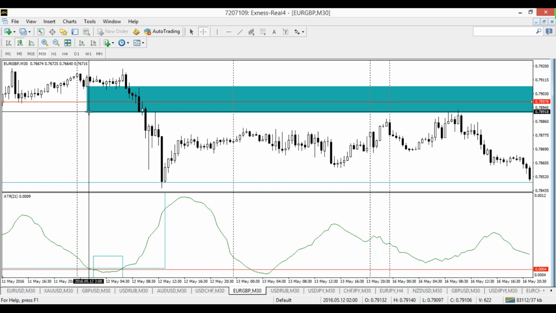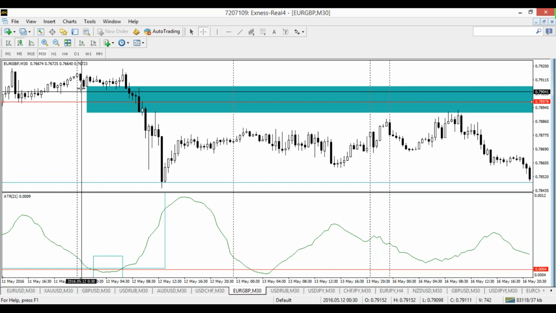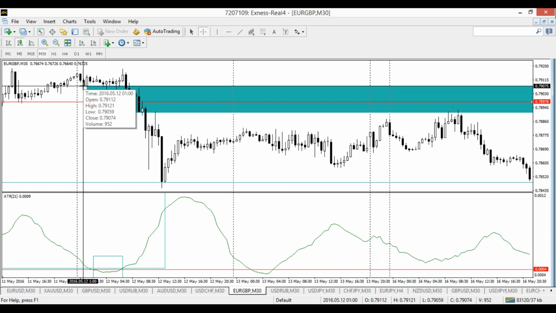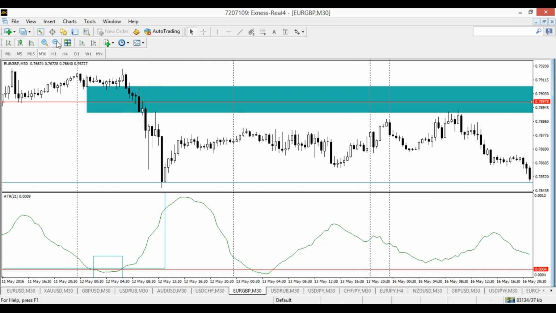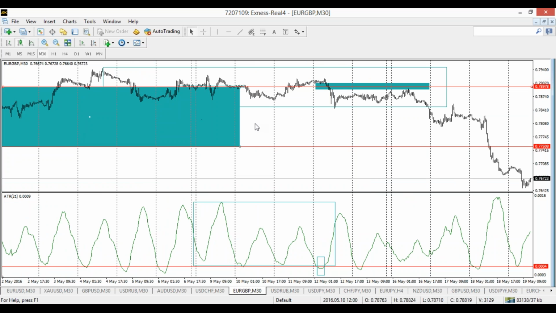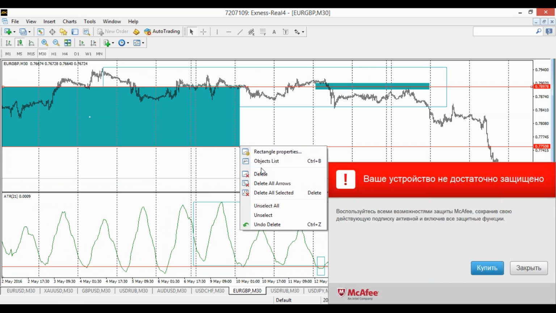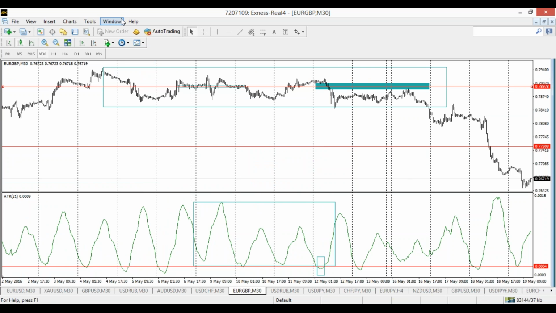It starts from 0.7891. It is the lowest point of the resistance area, and the highest point of the resistance area is 0.7907. So it is possibly equal to 15 pips. It is as wide as 15 pips. How do I identify this red line? Okay, let's once again go through this process.